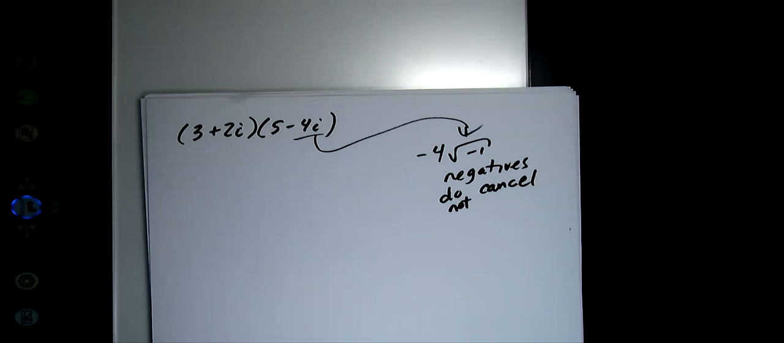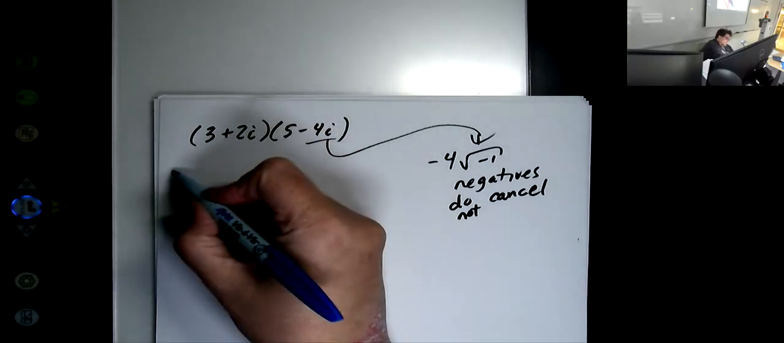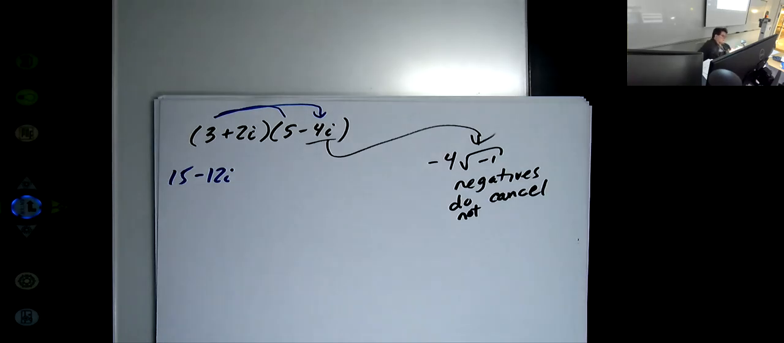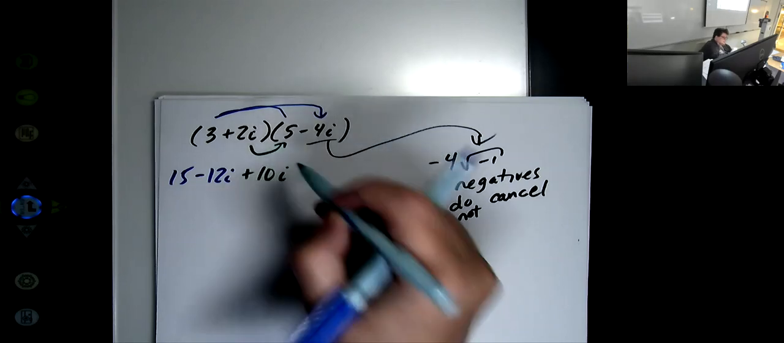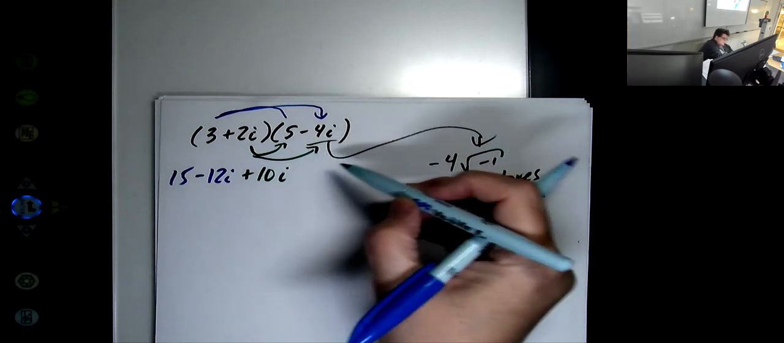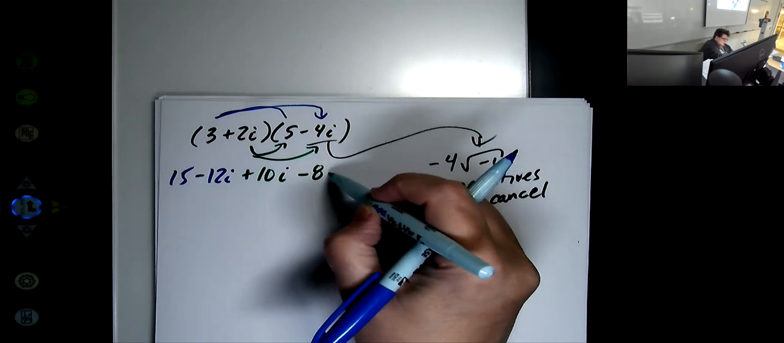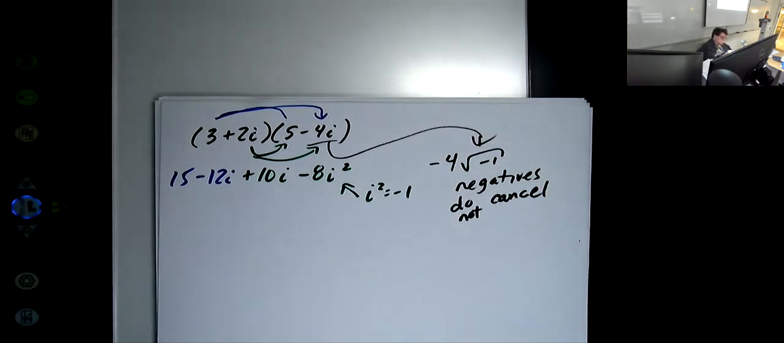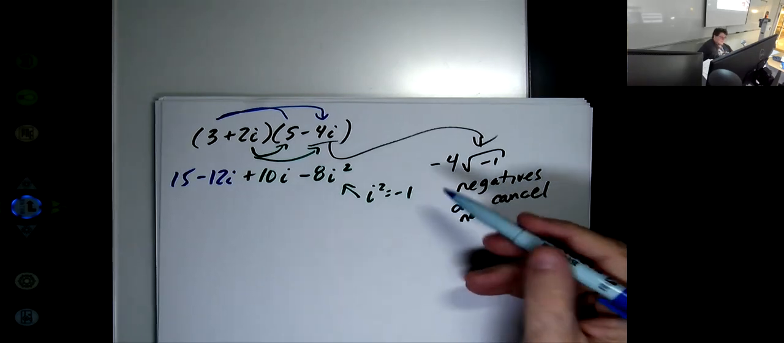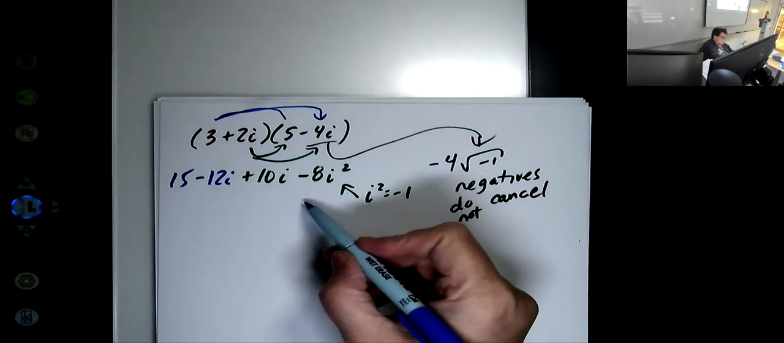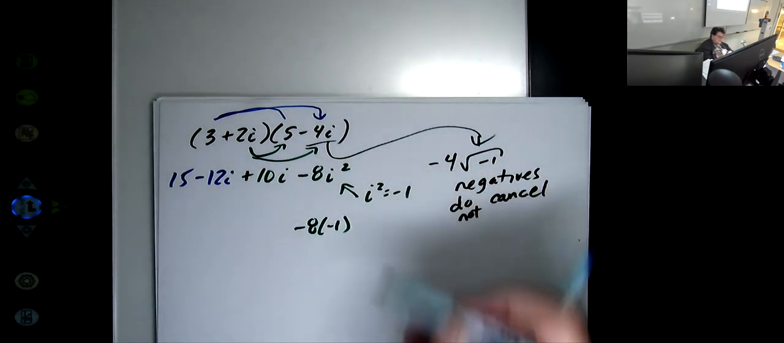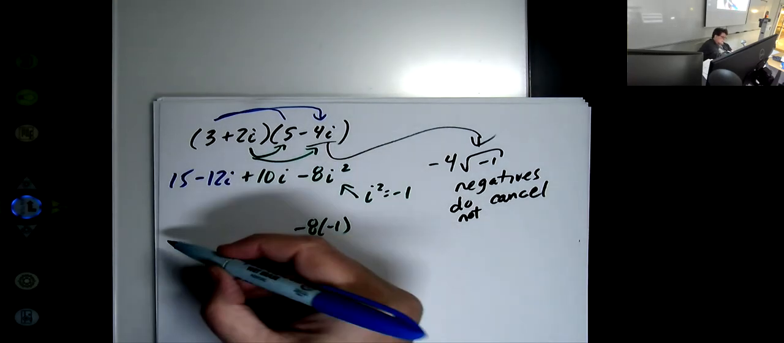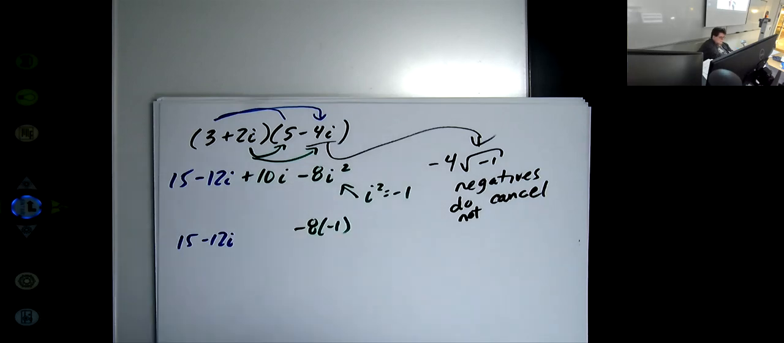Okay. So if we do the 3 times the 5, we get 15. 3 times the negative 4i is negative 12i. 2i times 5 is 10i. And 2i times negative 4i, I've got negative 4 times 2 is negative 8. And then i times i is i squared. And we already showed that i squared equaled negative 1. So now I can take the i squared, replace that with a negative 1, and make that positive. That's where the negatives will affect each other, when you have an i squared. So I just made that replacement real quick.